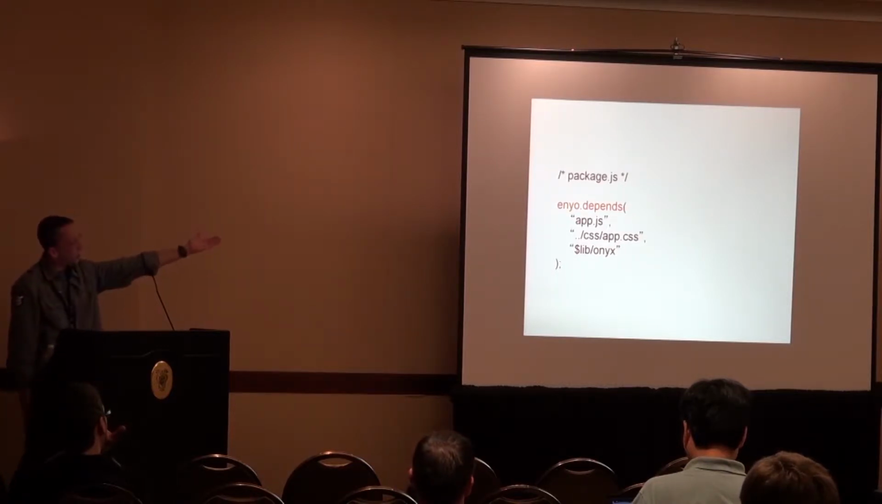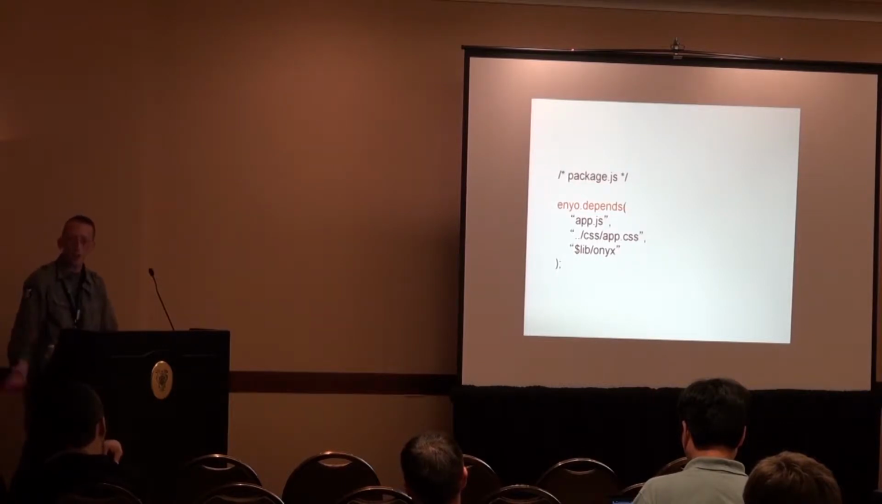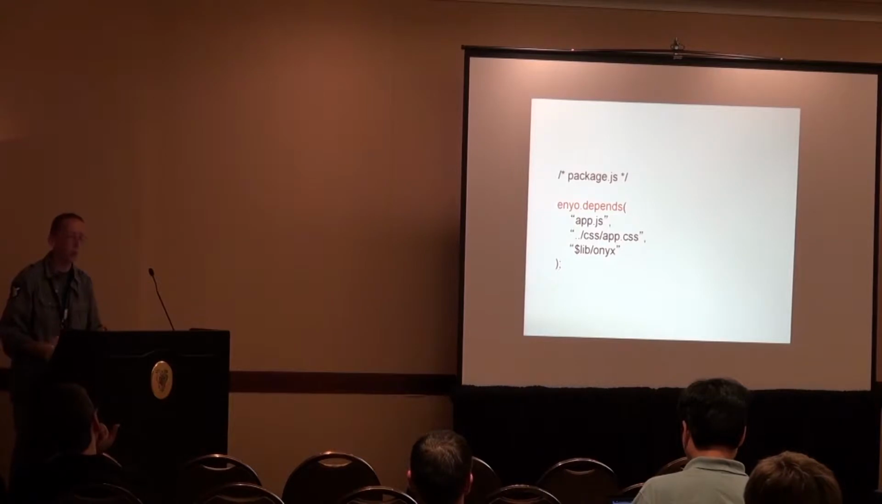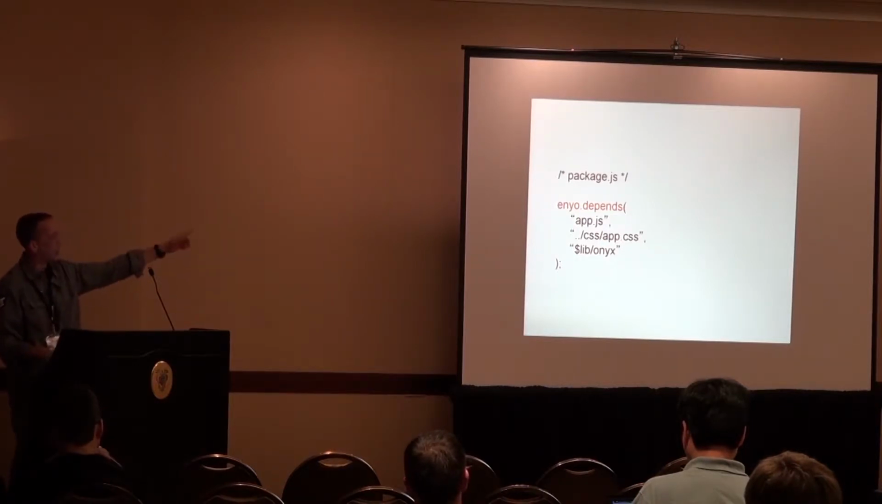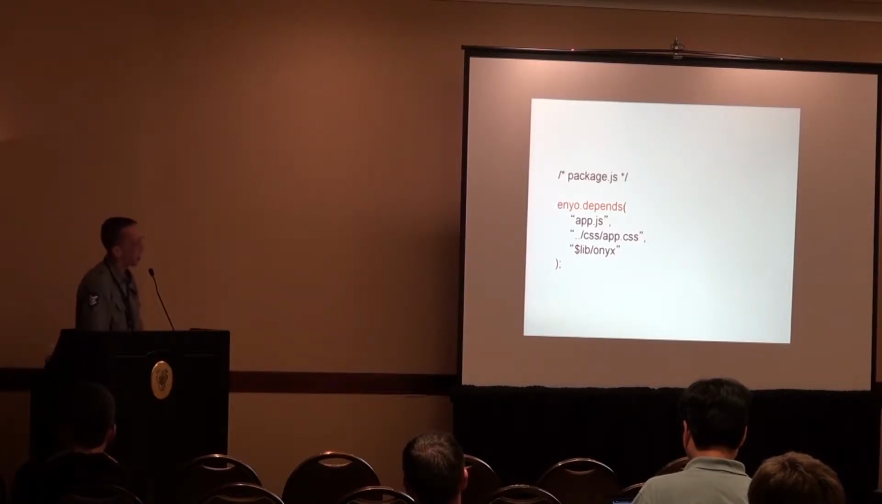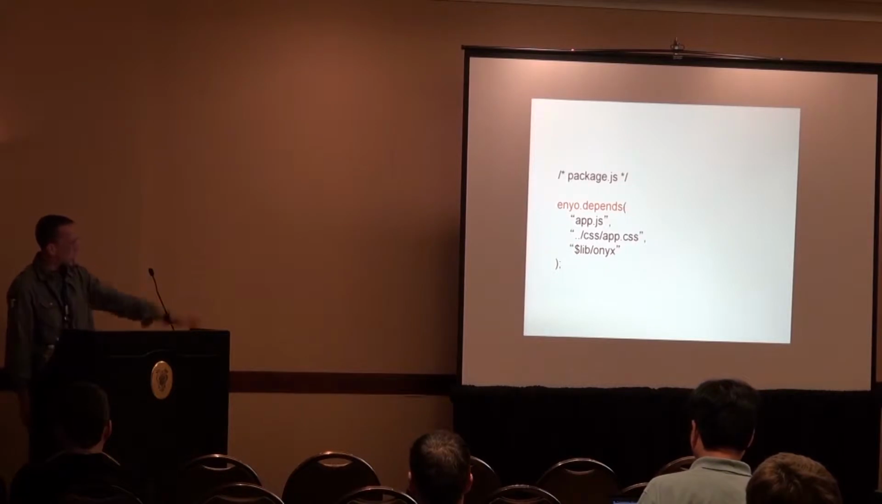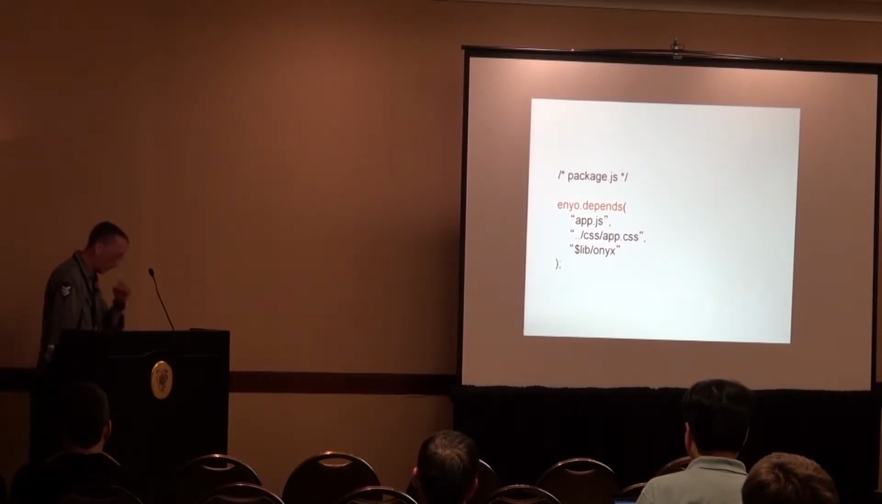Whatever you want to do to include them in your app, we run enyo.depends, and we put that in a file called package.js, right? The framework will look for a package.js file and load up everything that you tell it that you depend on. So in this example, I'm just loading up a straight up app.js, and a CSS file that would apply style to whatever controls I've created in there. And then that last one there is a little bit special, lib Onyx.